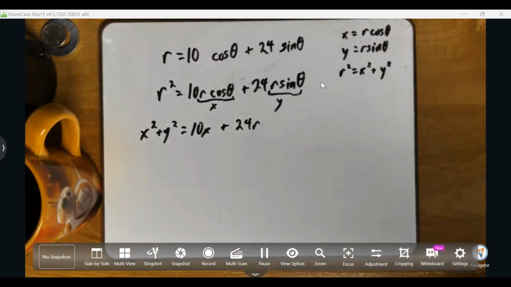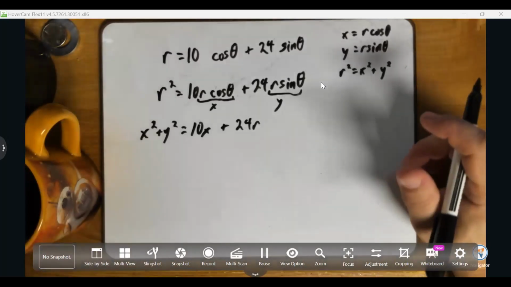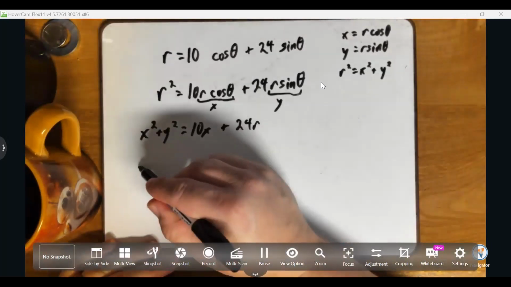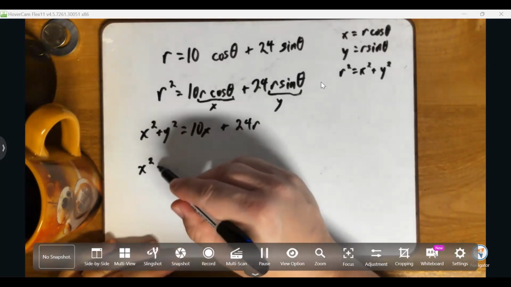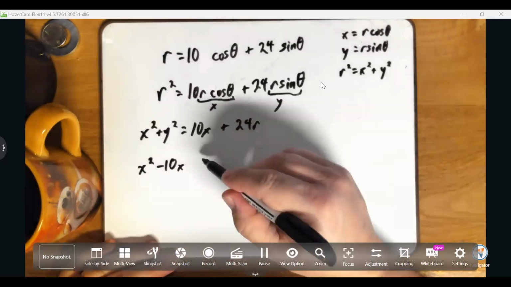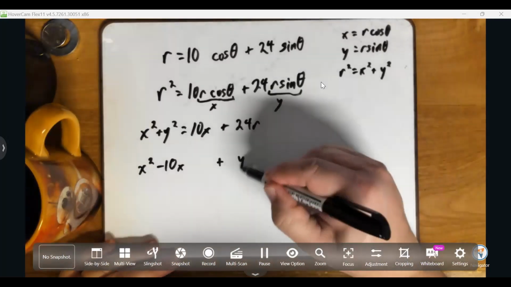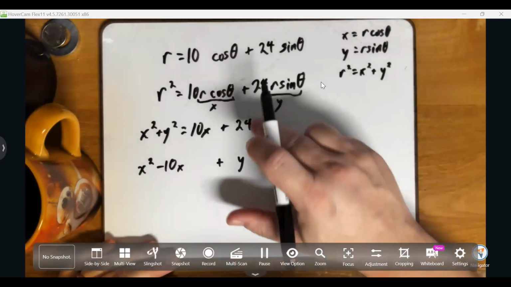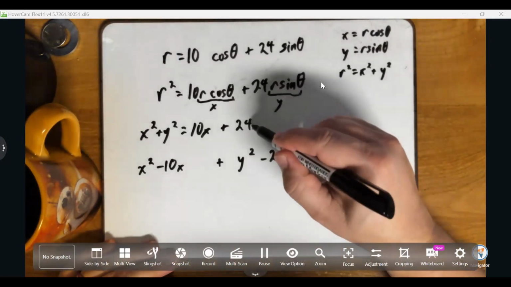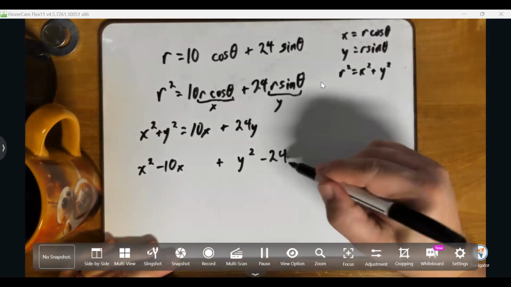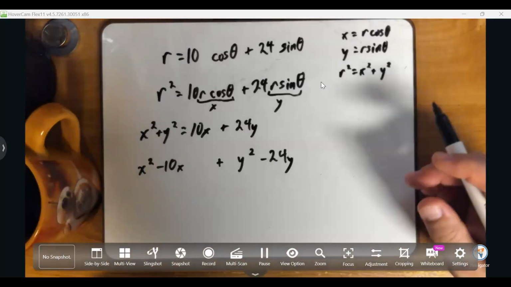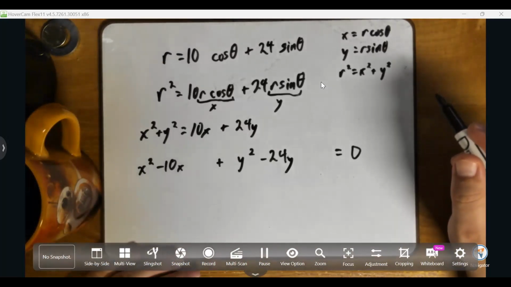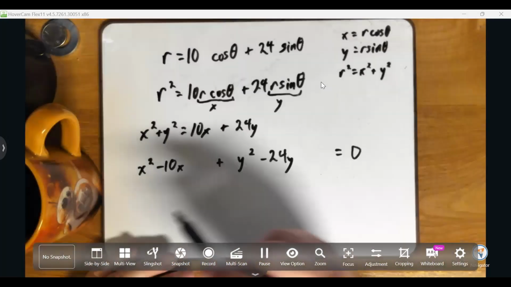Now, at this point, we've got an x squared plus y squared. Maybe that kind of looks like a circle. And so what we can do is get all the x's and the y's on one side. Okay, and now we're going to do the old complete the square.